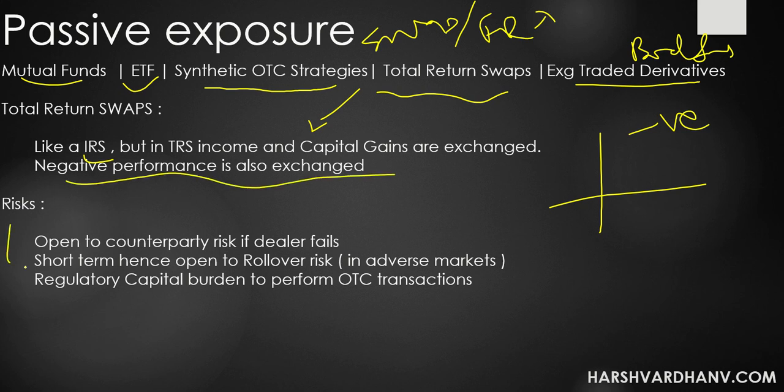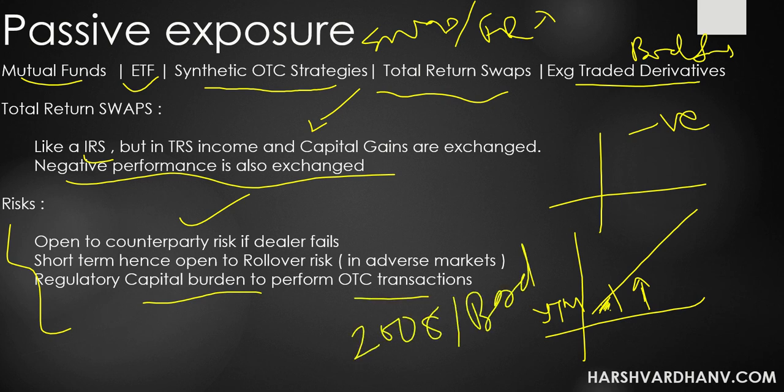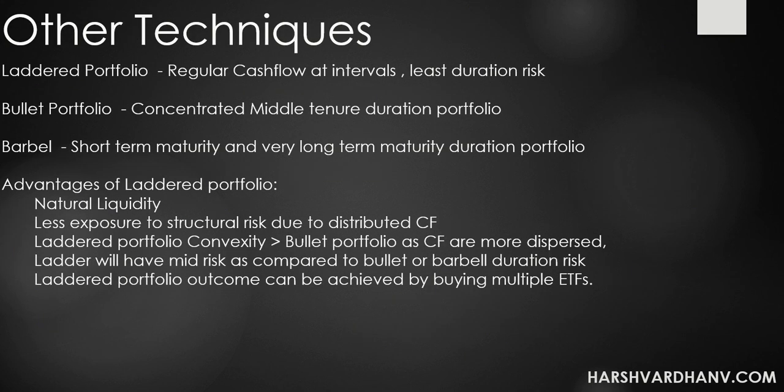The risk is counterparty risk, since it is OTC, if the dealer fails. Short term, hence open to rollover risk, because we understood that if an instrument is short term and you are at the lower end of the yield curve, at a lower YTM, you will have to pay a higher price. So short term will always have rollover risk. You might not have a favorable investment. Regulatory capital burden to perform OTC transactions: after 2008, the Basel regulations have increased the capital requirement for OTC transactions.